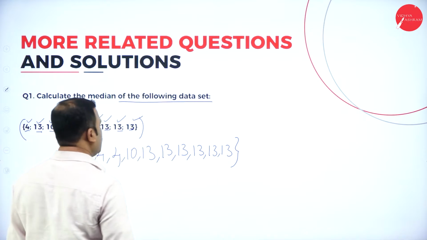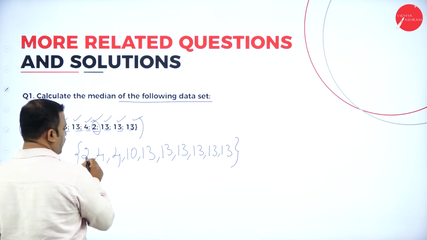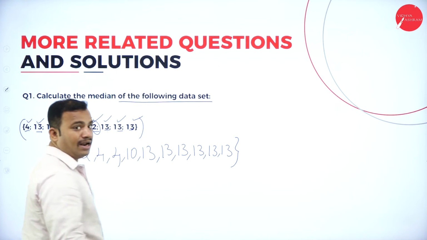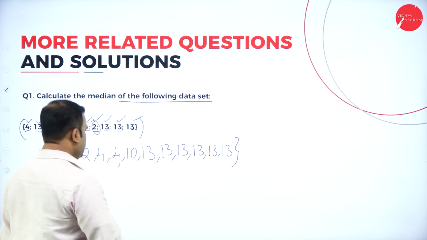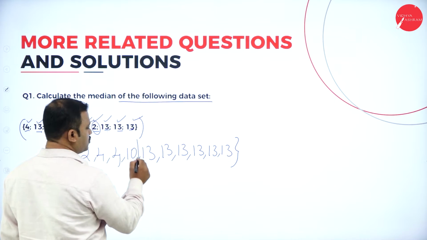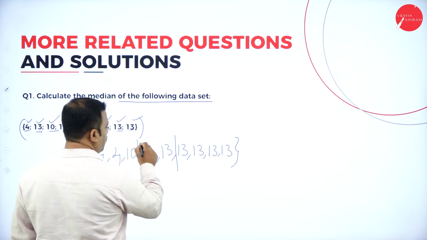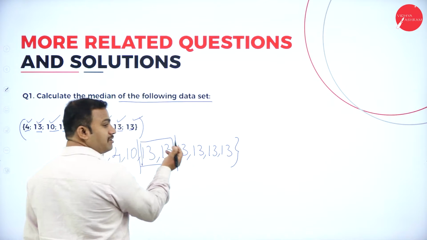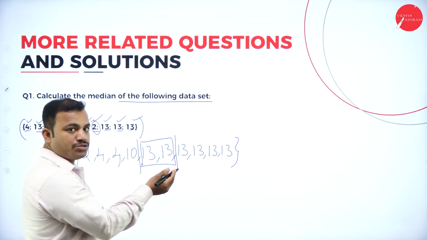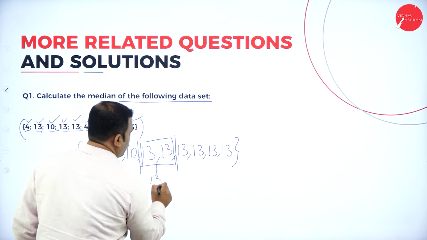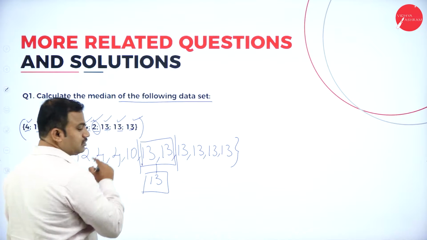What is the median? How can we find out the median? So totally we have 1, 2, 3, 4, 5, 6, 7, 8, 9, 10, 10 items in this list. If that is the case, 4 items towards left and 4 items towards right, so we will be left with 13 and 13. 13 plus 13 is 26, and 26 divided by 2 is equal to 13. So we get the median element, which is equal to 13.